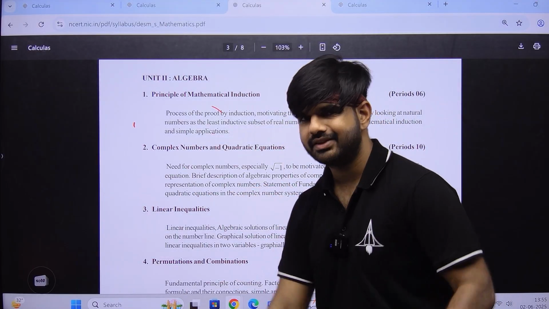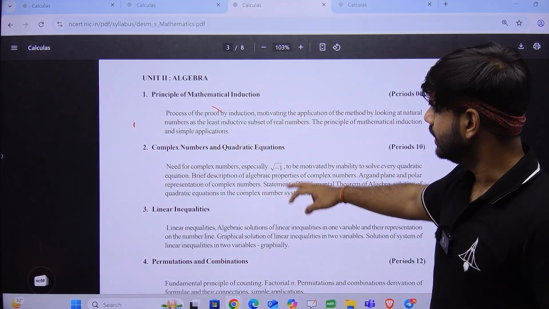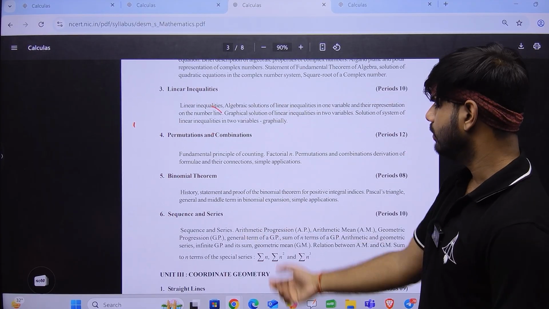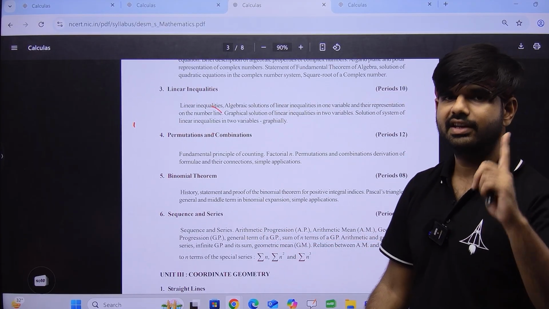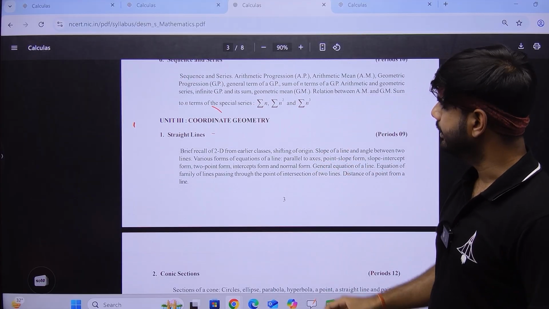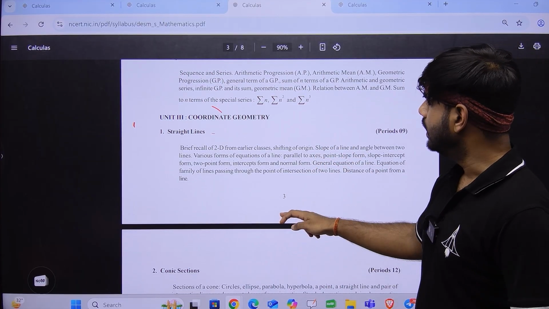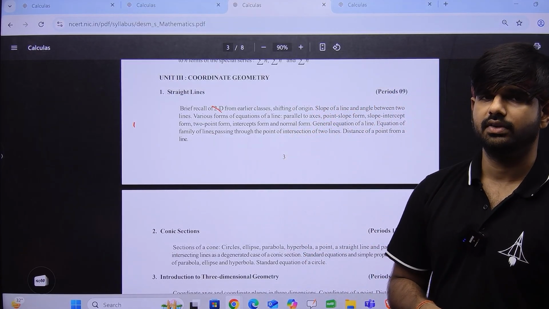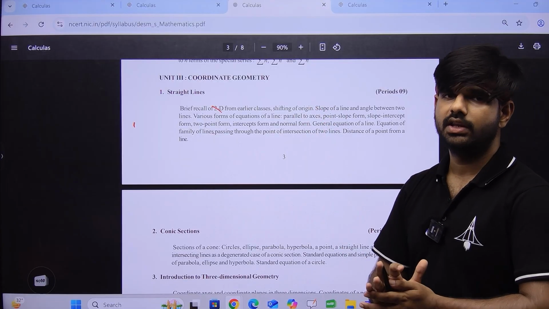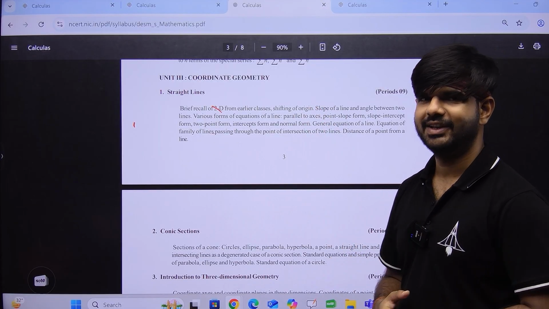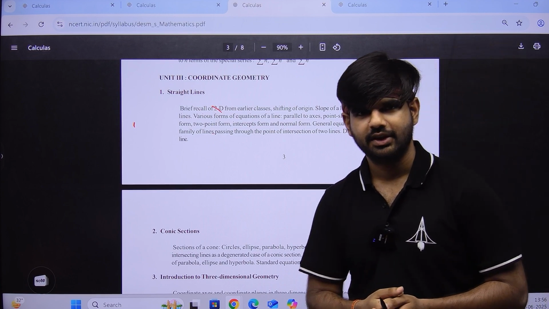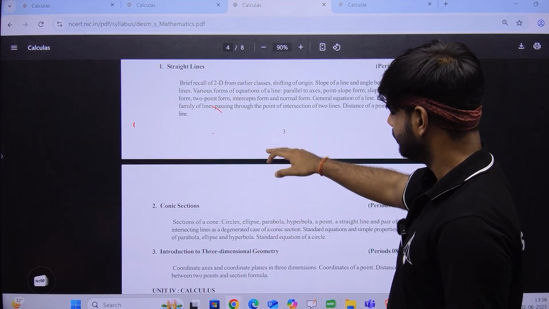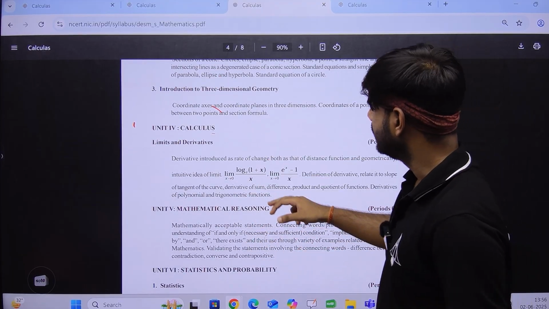Complex numbers and quadratic equations is very, very important. Inequalities are moderately important. Permutation combination, very important. Sequences, very, very important, and tricky questions have been asked from this. In coordinate geometry, we have straight lines, and straight lines are important. Of course, sometimes they get asked in connection with other topics, like complex numbers or vectors. You might need to keep in mind that 3D geometry is moderately difficult and important.